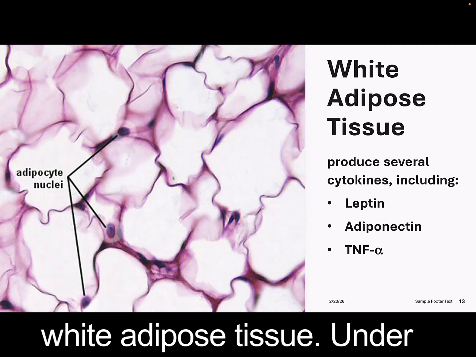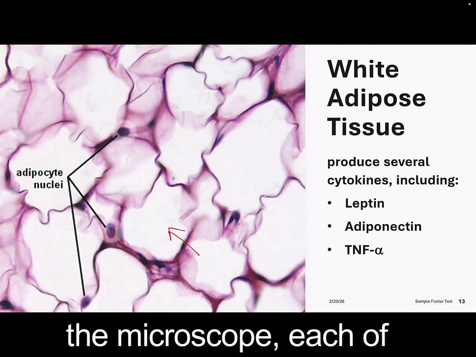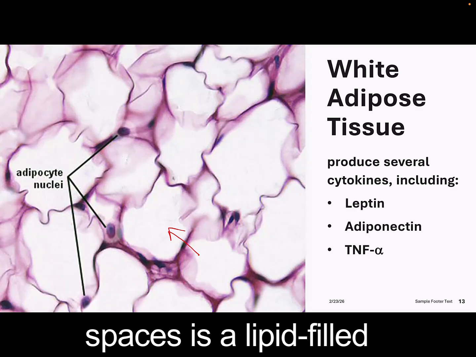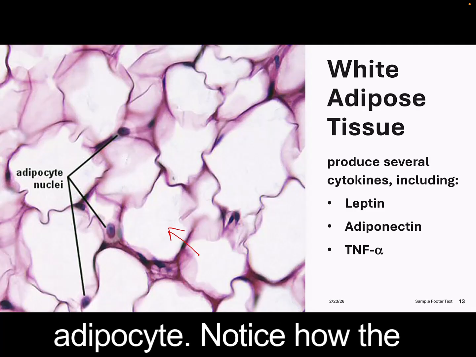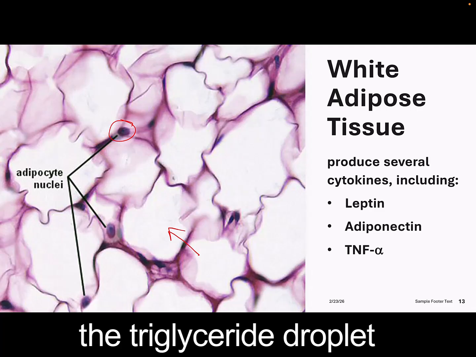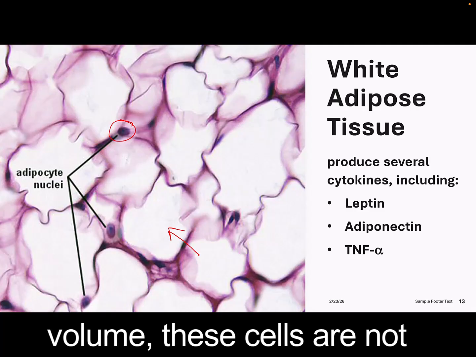This is white adipose tissue under the microscope. Each of these large, empty-looking spaces is a lipid-filled adipocyte. Notice how the nucleus is pushed back to the periphery. That's because the triglyceride droplet occupies most of the cell volume.